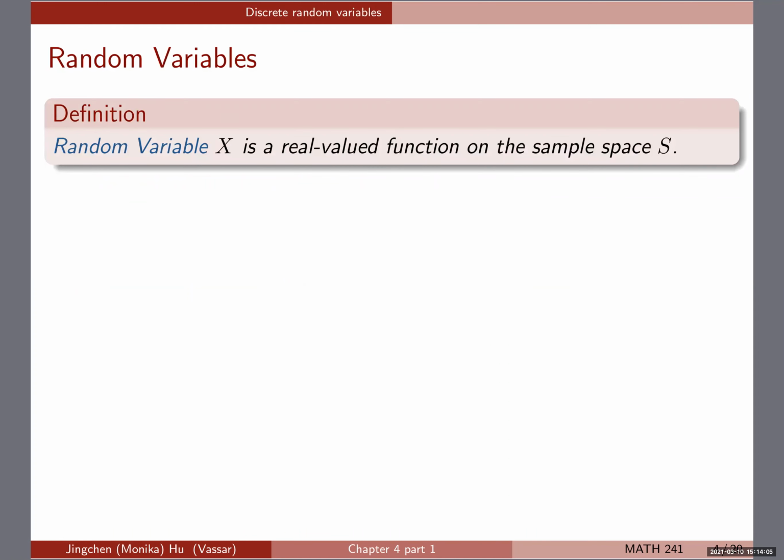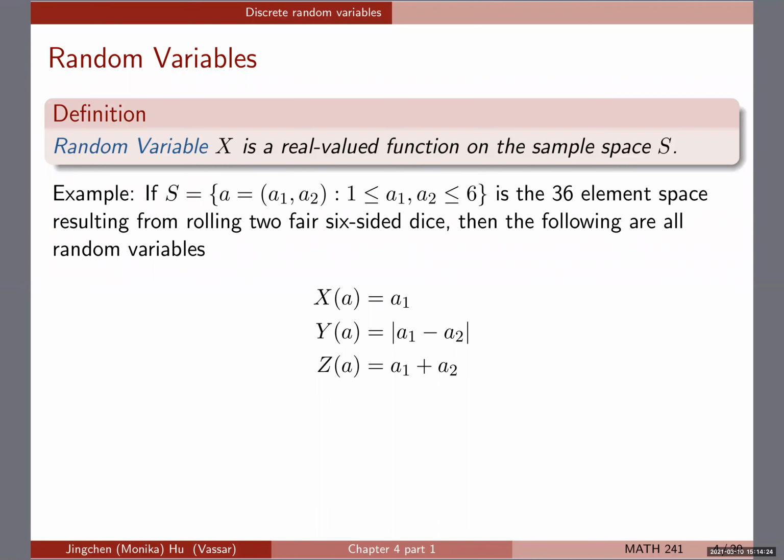A random variable, we usually use a capital letter. Here we're using capital letter X, is a real valued function on the sample space S. It might sound a little vague, but we have been working with random variables for a while by now, even though we didn't realize it. So let me use this example. Let's just say our sample space, capital S, is what we call A. And you can see that A consists of two things, A1 and A2, and they are the 36 element space resulting from rolling two fair six-sided dice.